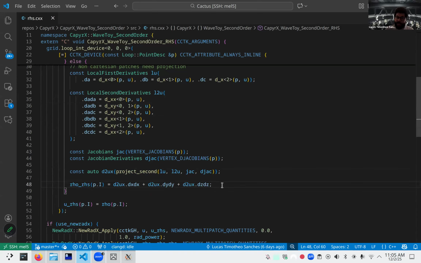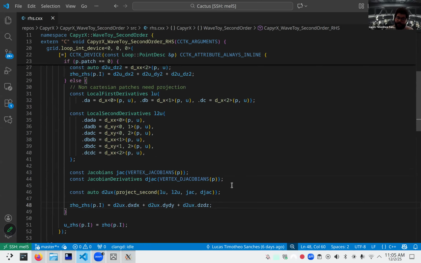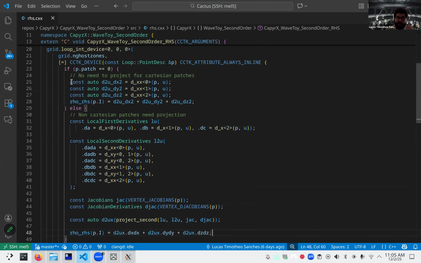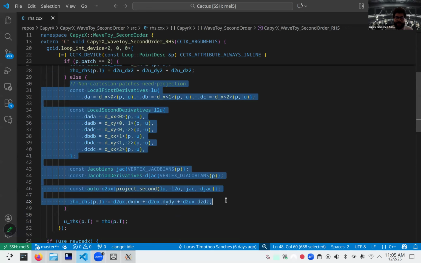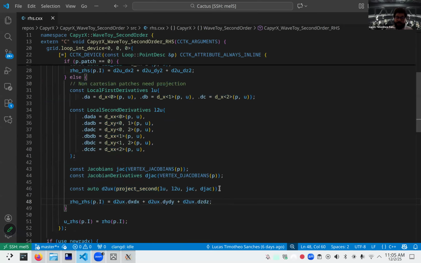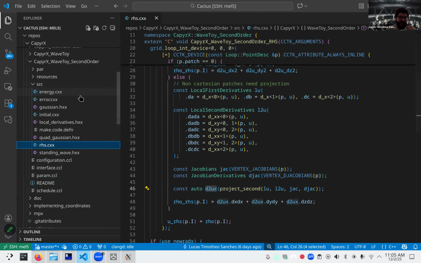Right? So that's basically all of the code change that you have to do. So you go basically from this on a Cartesian system to something like this in a non-Cartesian system, right? So the steps are fairly simple. You compute your local derivatives, you read in your Jacobians, and you call project. And once you call project, this thing here contains all of your derivatives that you're going to need for your runs.